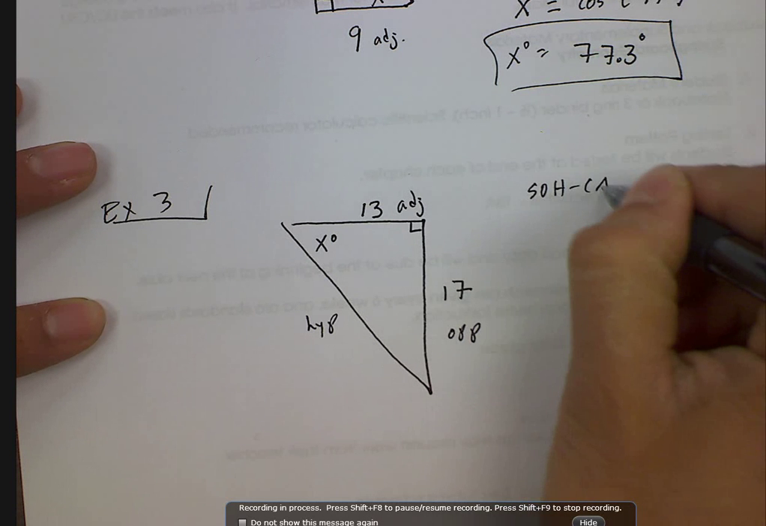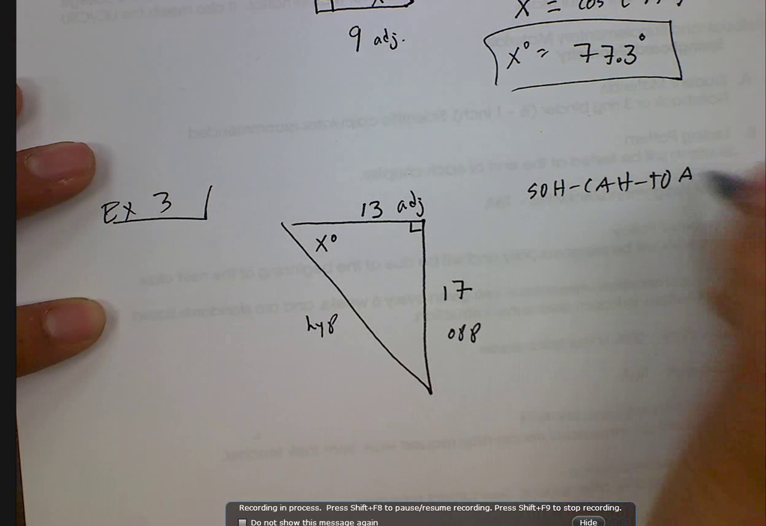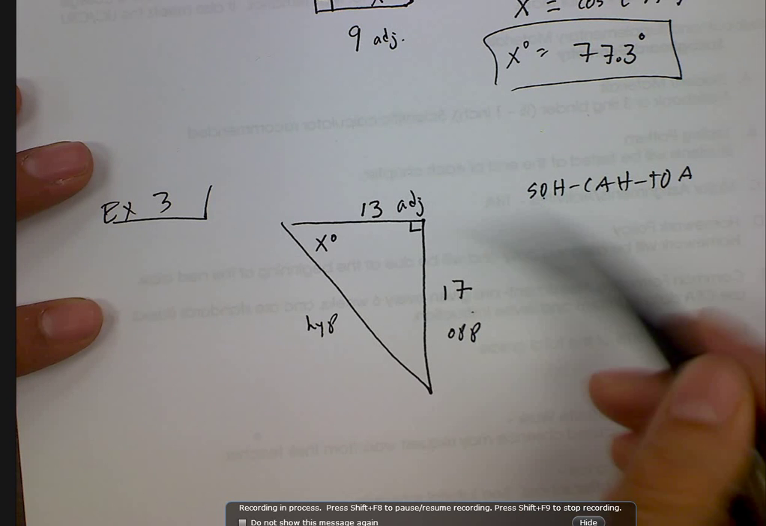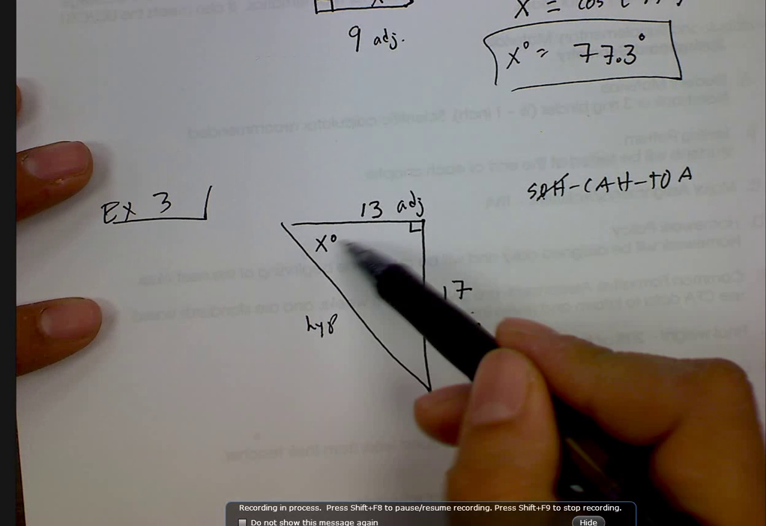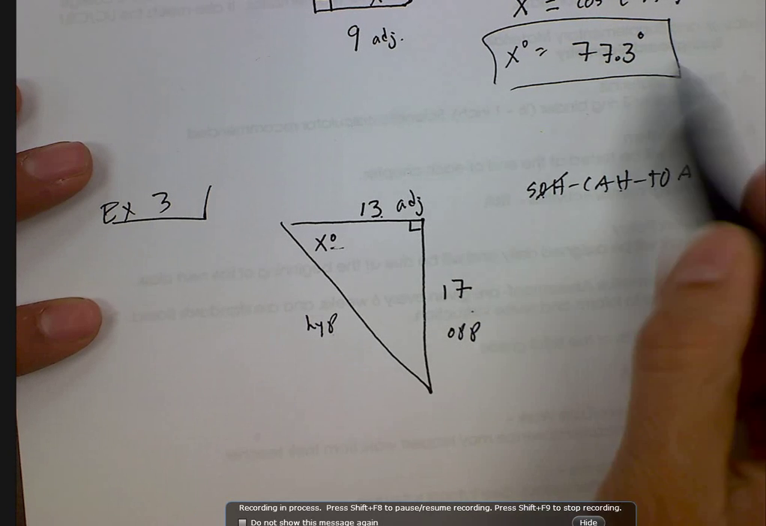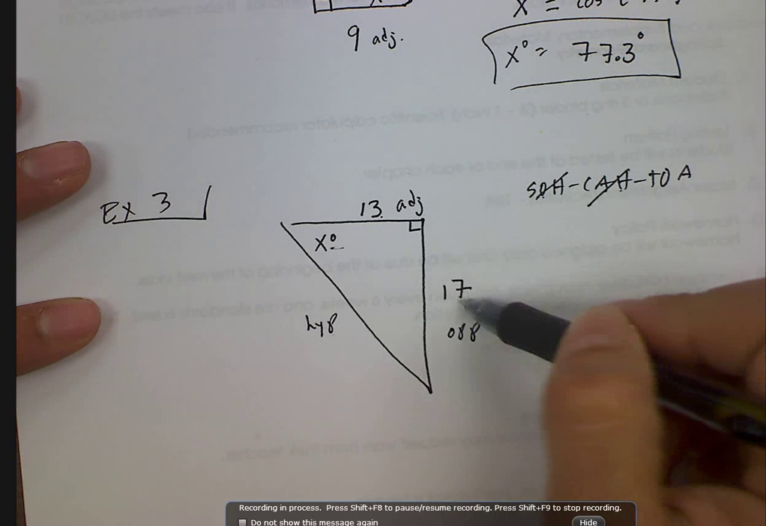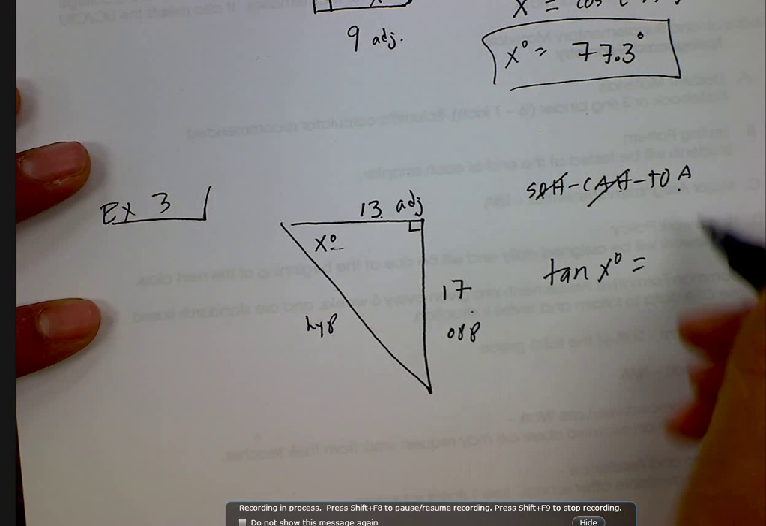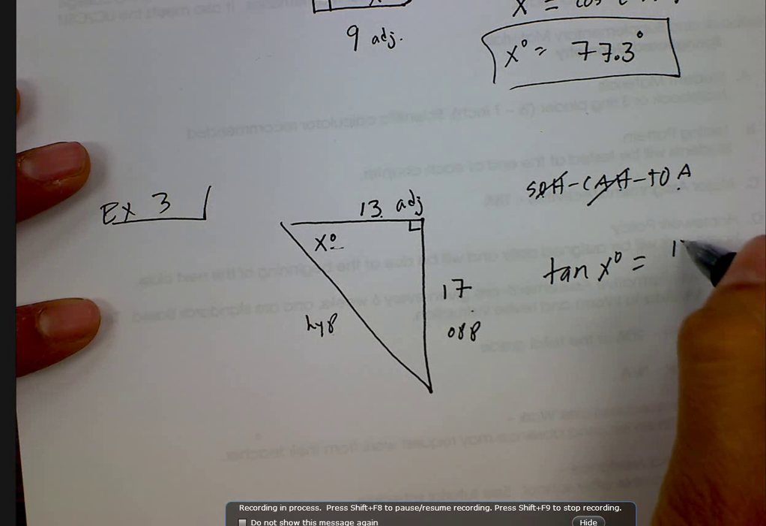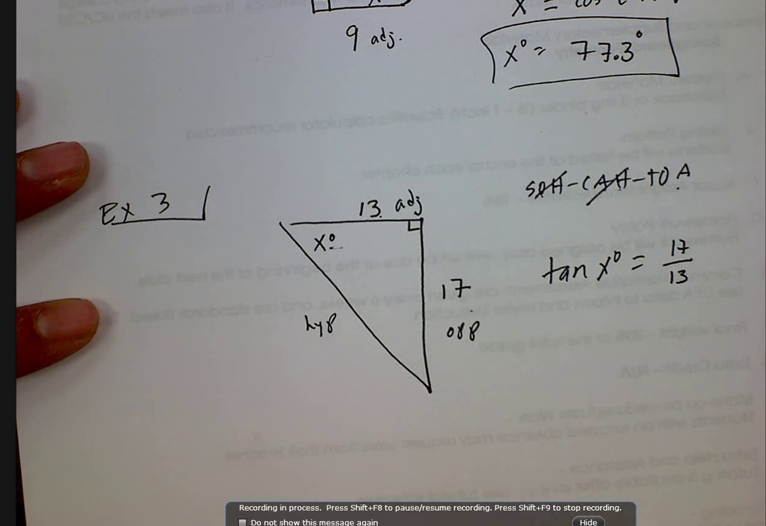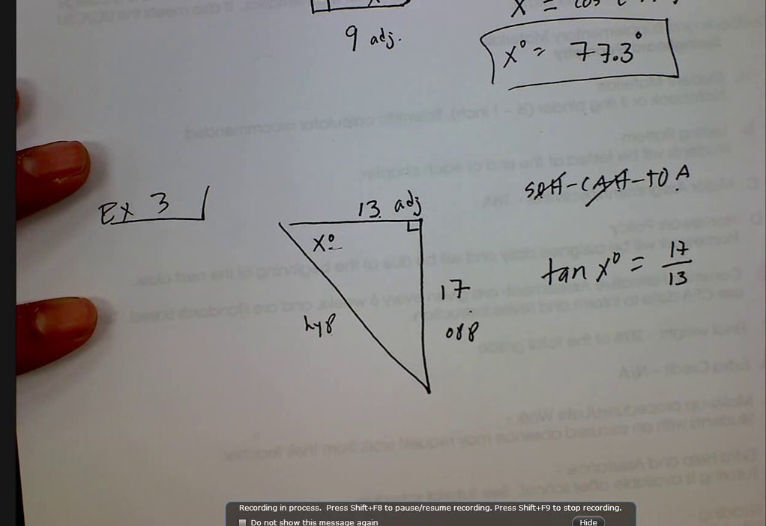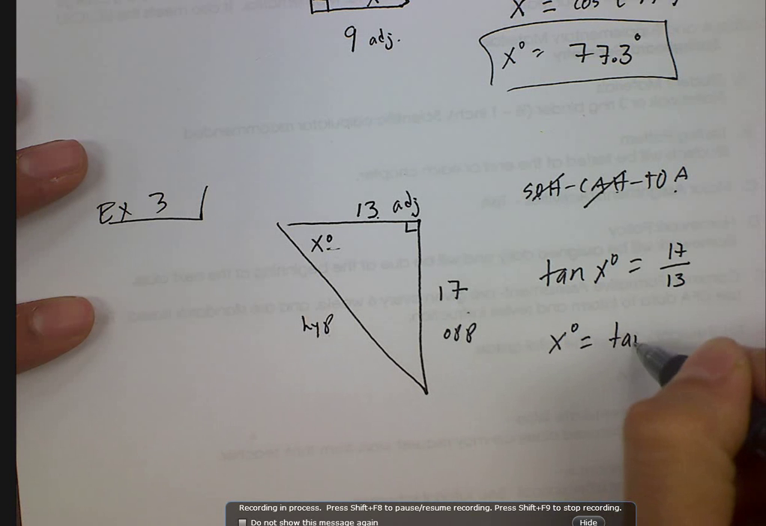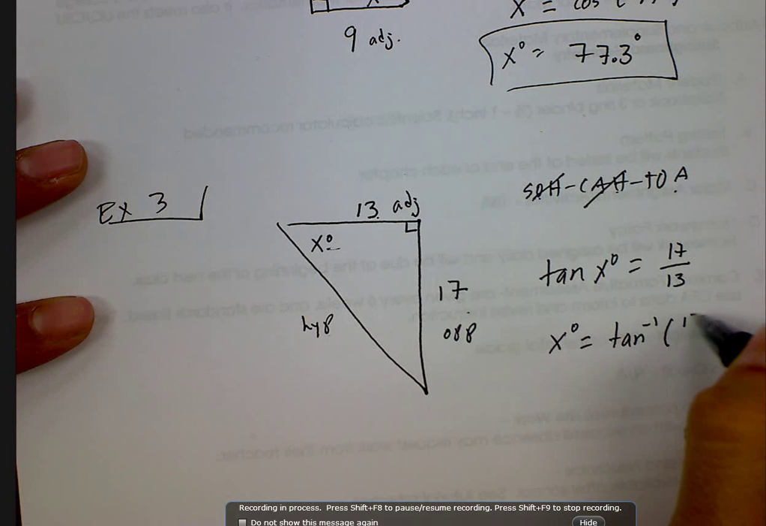So again, SOHCAHTOA here. So what are you going to use? Well, you have the opposite, but you don't have the hypotenuse, so you can't use sine. You have the adjacent, but you don't have the hypotenuse, so you can't use cosine. But we have the opposite and the adjacent, so we're going to use tangent. So tangent of x degrees is equal to opposite over adjacent. Okay? So let's go ahead and solve for it. So this is tangent, so it means I'm going to use tangent inverse of 17 divided by 13.